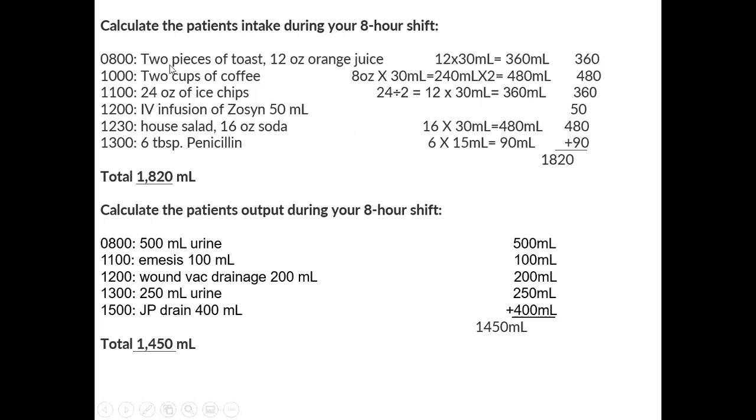In this first part, at 0800, the only thing we have to calculate was the orange juice. We have 12 ounces. Again, you take the total number of ounces and multiply that times 30, because there are 30 mLs in each ounce, and that gave us 360 mLs. The toast is solid, so we don't measure that. The next thing we had was 2 cups of coffee. A cup is equal to 8 ounces. So 8 times 30 gave us 240 mLs, and we have 2 of those, so that gave us a total of 480 mLs.